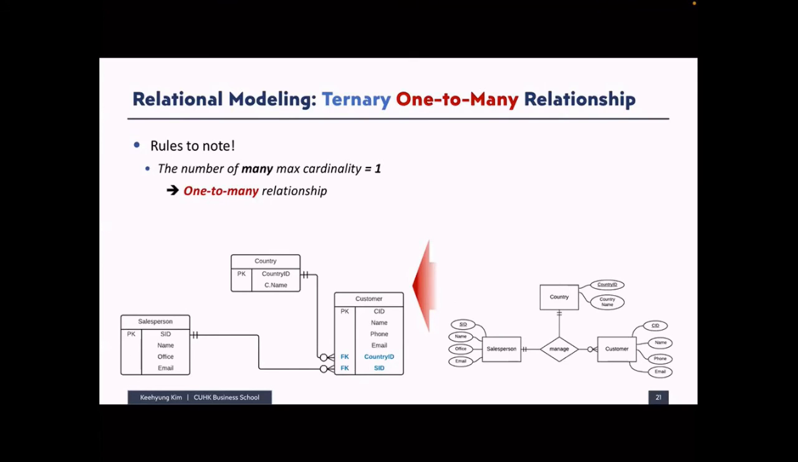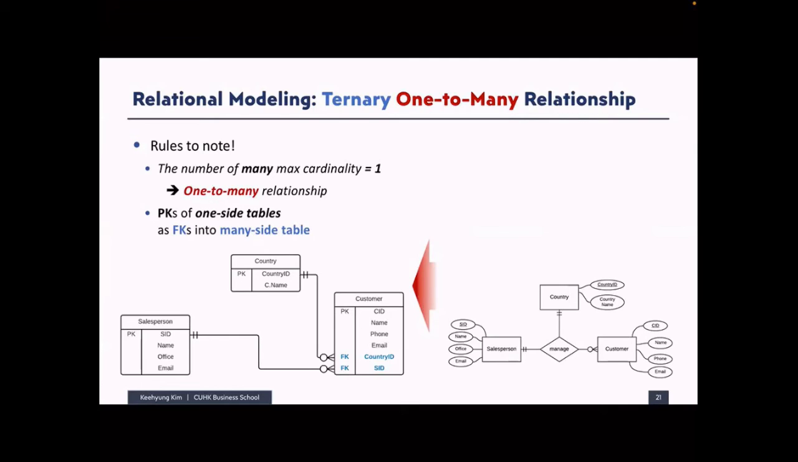When you have a ternary one-to-many relationship, you can put the primary keys of the one-sided tables as foreign keys into the many-sided table. So country and salesperson are connected by maximum 1 cardinality. So the primary keys of these 2 tables, which are country ID and salesperson ID, we put them as foreign keys into the customer table like this. And we make a connection, and we use the same cardinality as how they were connected before. So that's how you can represent a ternary one-to-many relationship in a relational model.